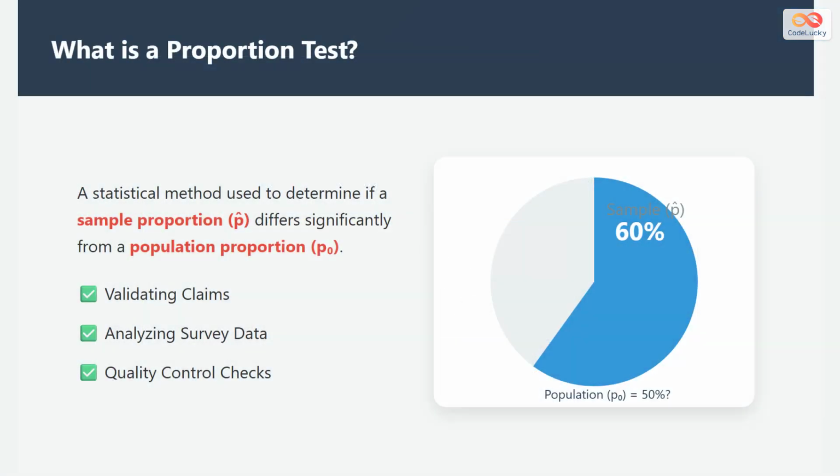So, what exactly is a proportion test? It is a statistical method used to check if a sample proportion, which we call P-hat, is significantly different from a population proportion, called P-naught. This is incredibly useful in the real world for validating claims, analyzing survey results, or performing quality control checks in manufacturing.